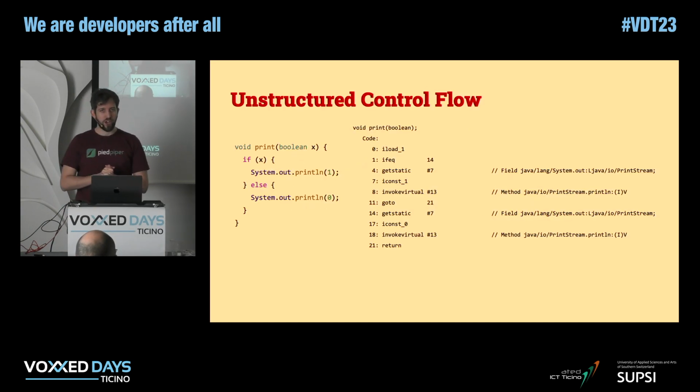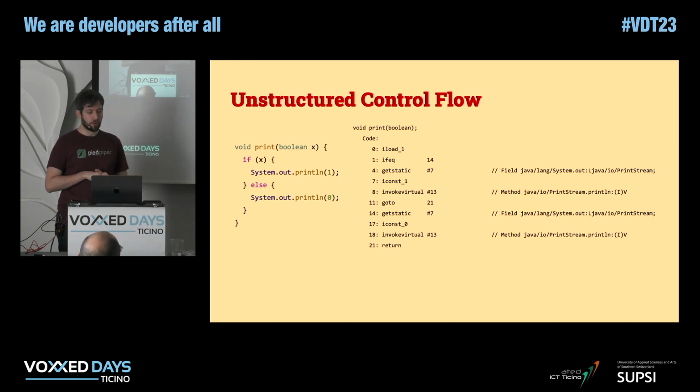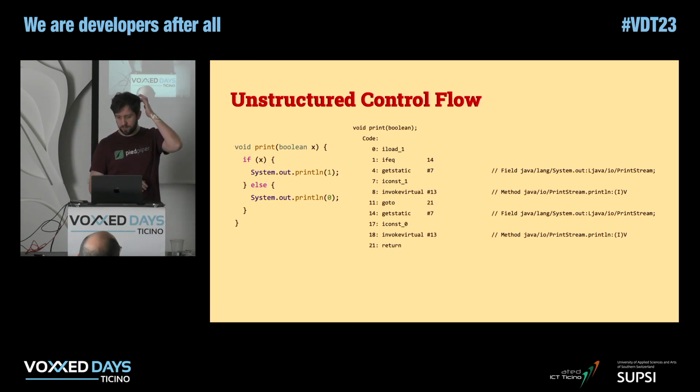Then Java was fancy and famous at the time. What about the structured control flow? Yeah, this is an example of Java bytecode.